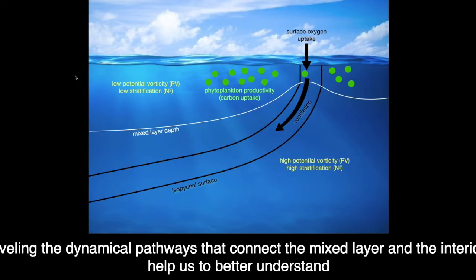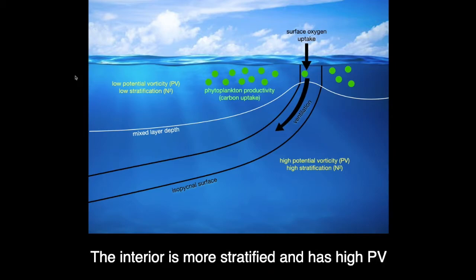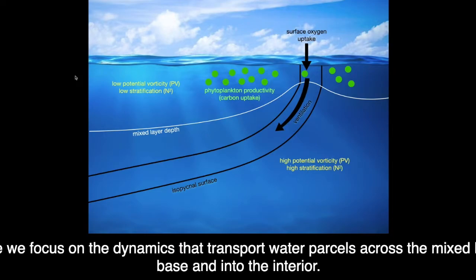Unraveling the dynamical pathways that connect the mixed layer and the interior will help us to better understand ocean biogeochemical cycling. The mixed layer is weakly stratified and has low potential vorticity, or PV, because of atmospheric forcing. The interior is more stratified and has high PV. Here, we focus on the dynamics that transport water parcels across the mixed layer base and into the interior.